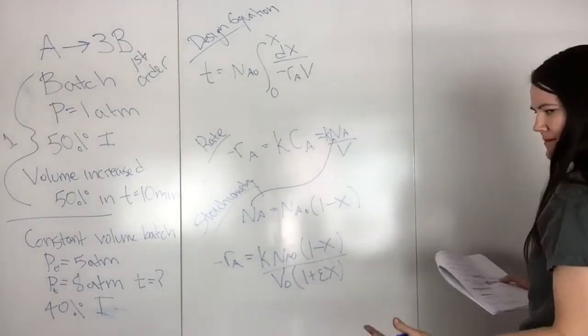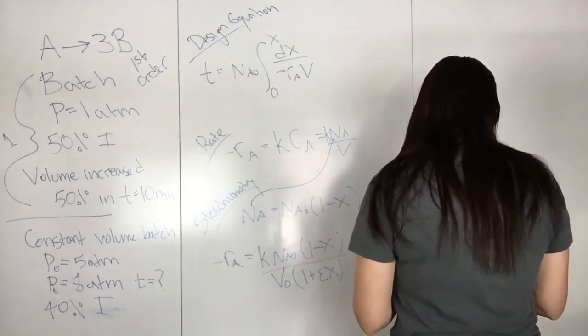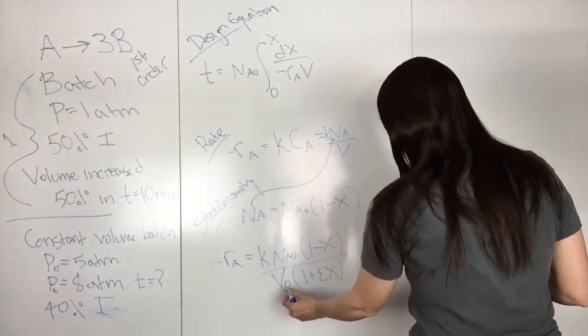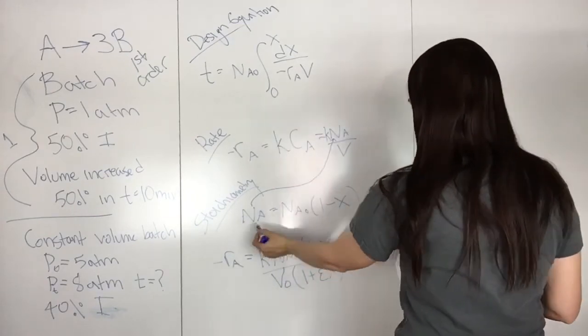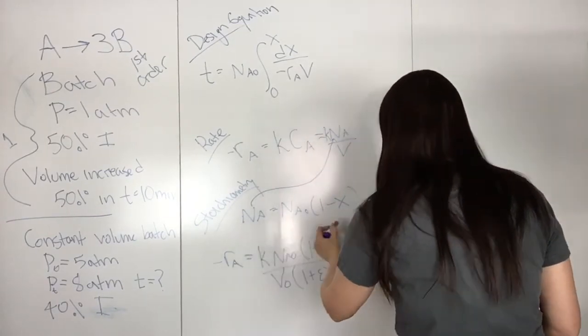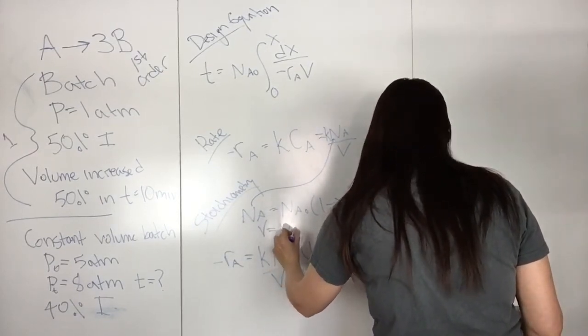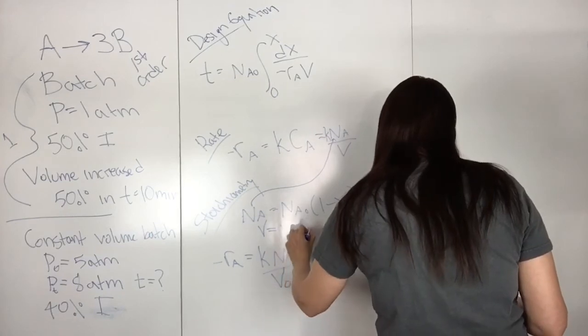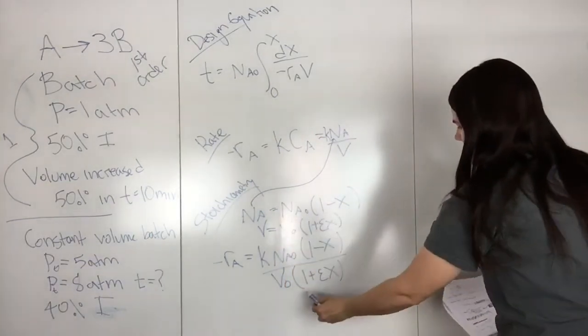So this is because we're having a volume change. And the reason why this was V, so writing so I have this for that, Na equals Na naught (1 minus x), and V is equal to V naught (1 plus epsilon x). So that's where that came from.